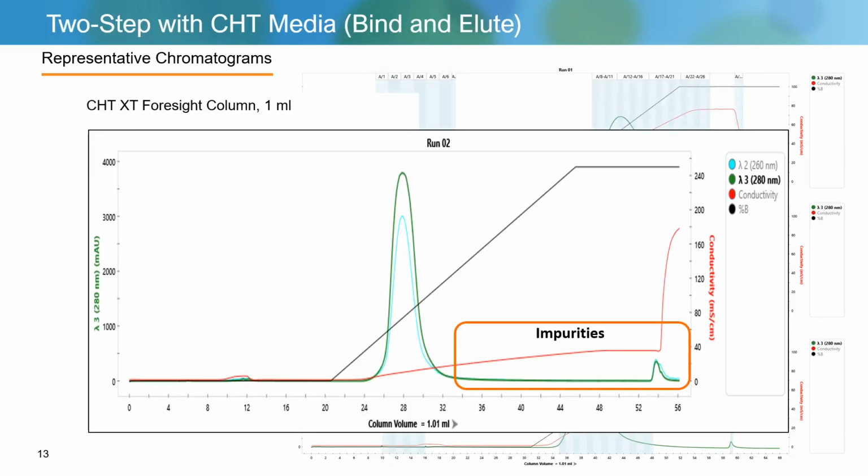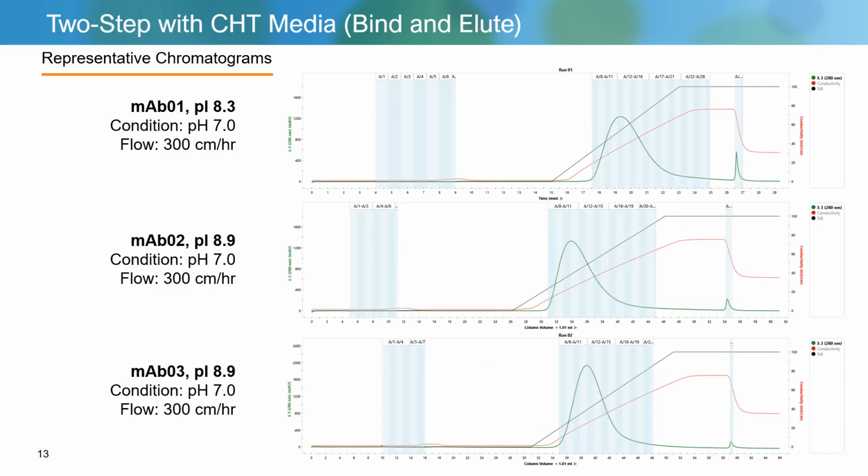Here you can see a chromatogram from a CHT media run, which was performed in the bind and elute mode under conditions optimized for the reference Herceptin project. Very similar conditions as for the reference process were tested again for 3 maps. Chromatograms are similar, with only some differences in the retention time.